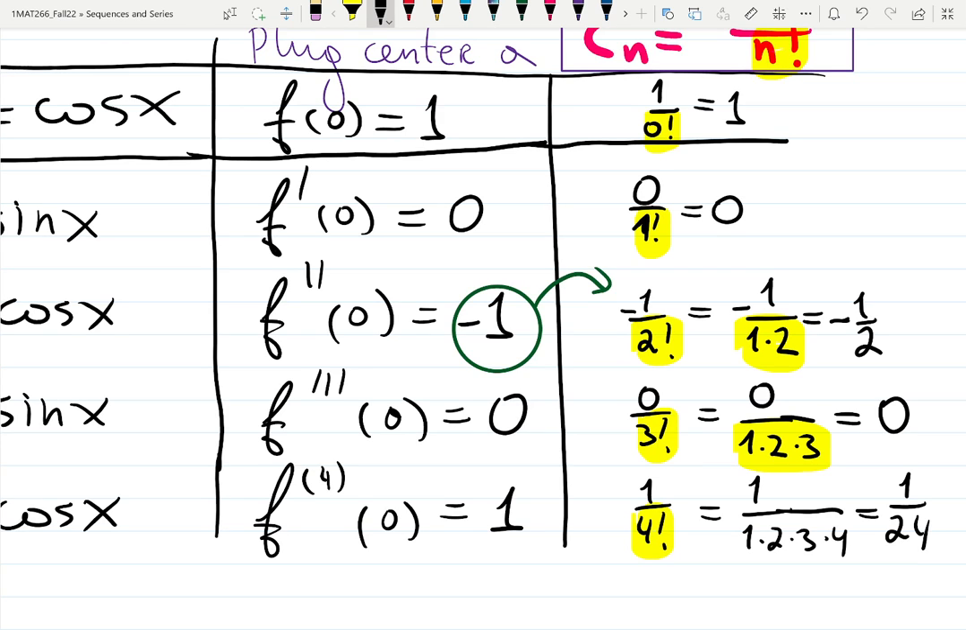And you keep going if you need more. But since this function is repetitive, we're going to stop here. So let me show you why we're doing this.